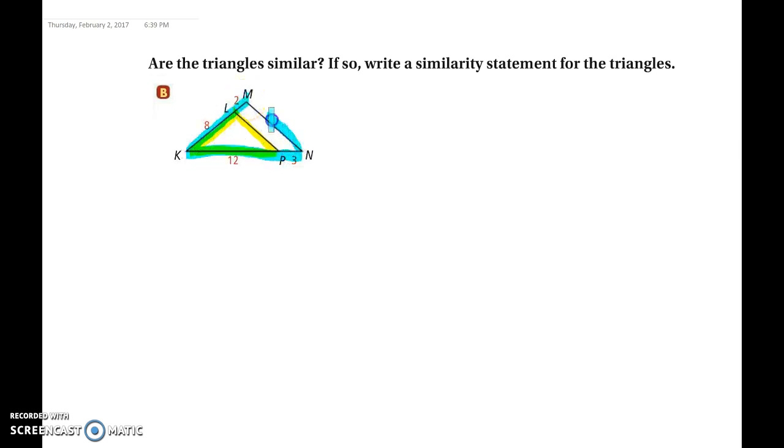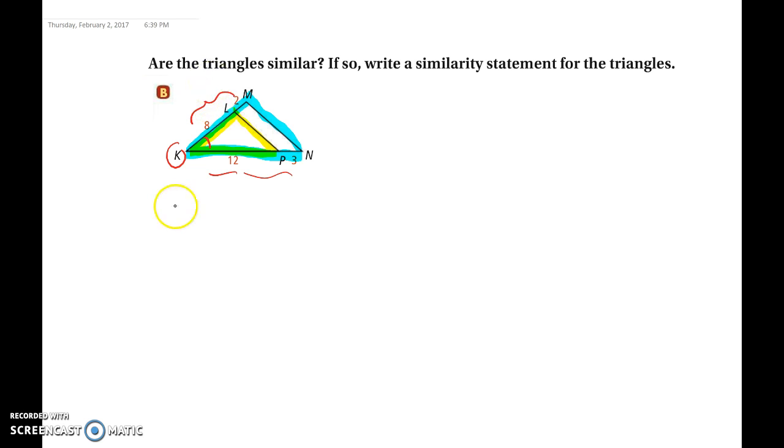These two triangles both include this angle K, and since we're looking at two sides of both of the triangles, we know that if this is going to work, it could be side angle side. That's what we're going to test for. So we know that the angles are congruent, they include an angle, but now we need to see, are the sides proportional?